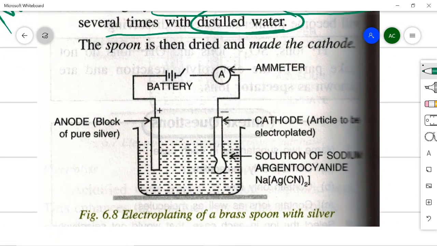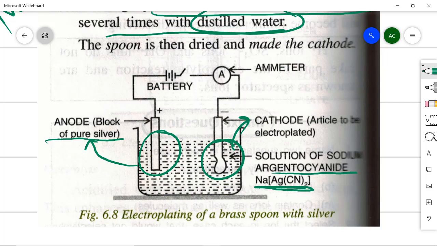So just look at this setup. This is the spoon which we have taken, it is made the cathode, and the pure block of silver is taken as anode because we have to electroplate it. And as I told you, the electrolyte should be the salt of the thing which you want to electroplate, that is silver. So the solution is sodium argentocyanide.